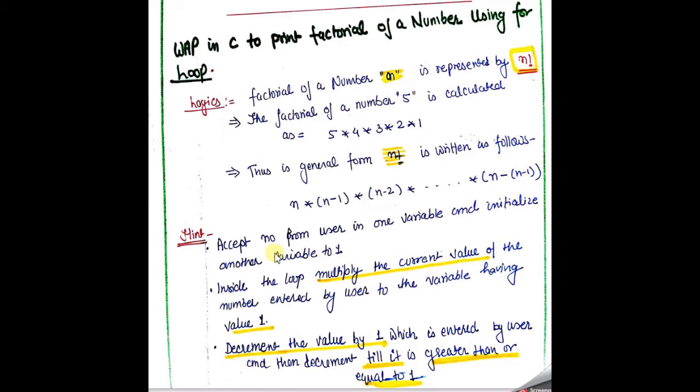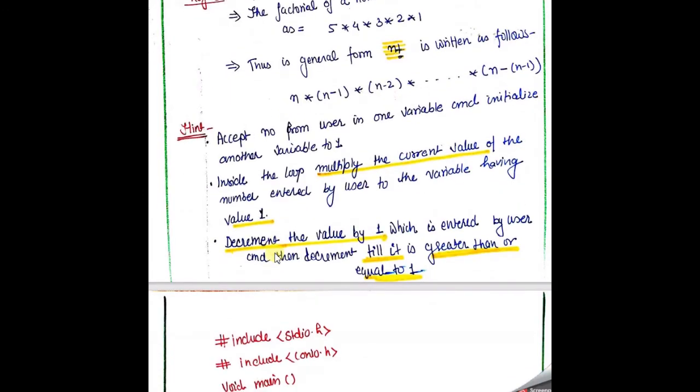Okay, so first of all we need to accept the number from the user and assign that number into a variable, and also initialize another variable by 1. Why 1? Because your number is multiplied by 1, then the incremented value of that variable, then again the incremented value, and so on, till which limit? Till that number you accepted from the user.